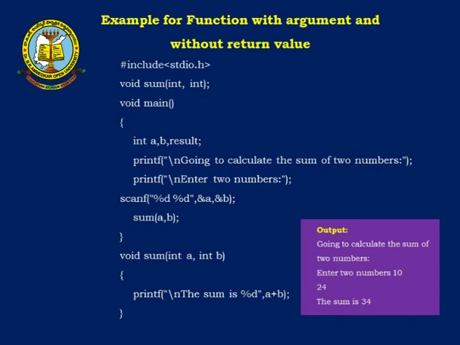This a value will be copied into this a, and the second parameter is b. What value will be entered by the user at runtime? The value of the b will be copied into this b. And after that I want to print the value, because as we said already, it doesn't return any value. So you must write the print statement within the sum function only.